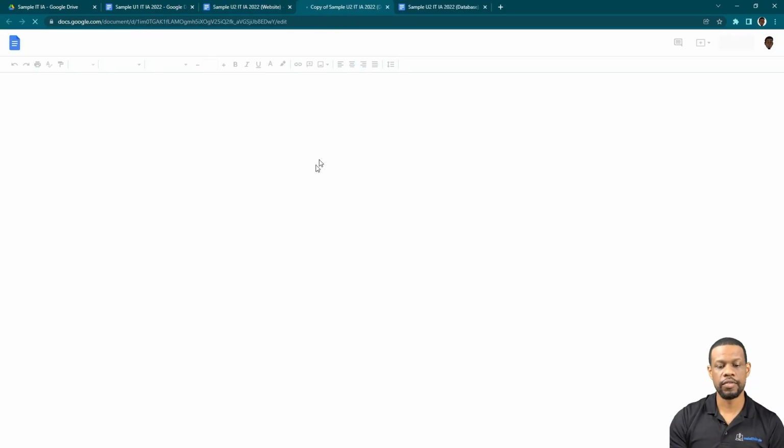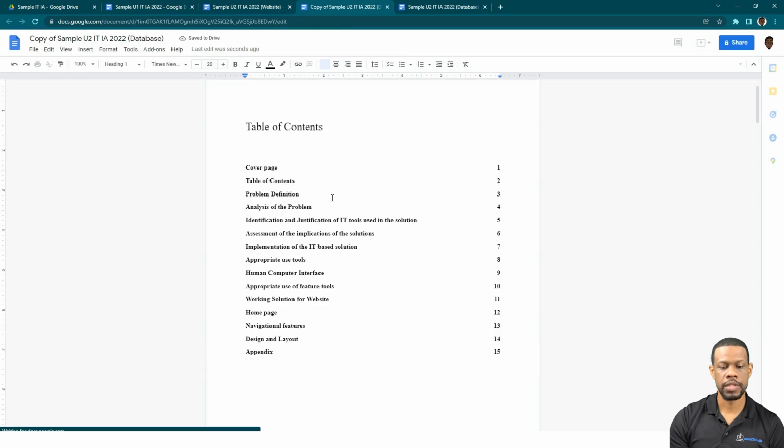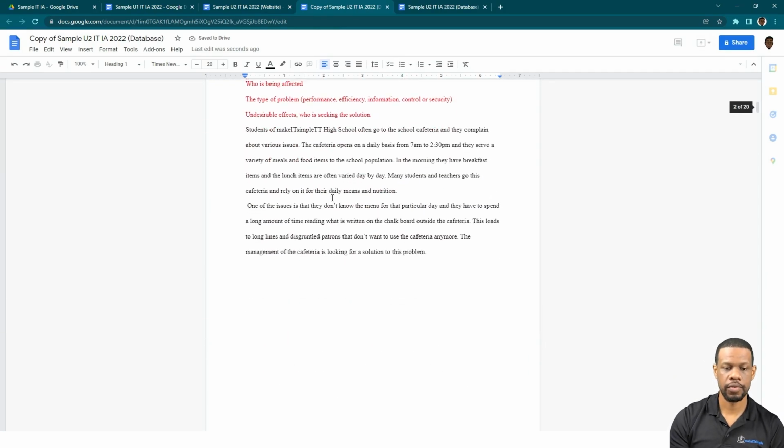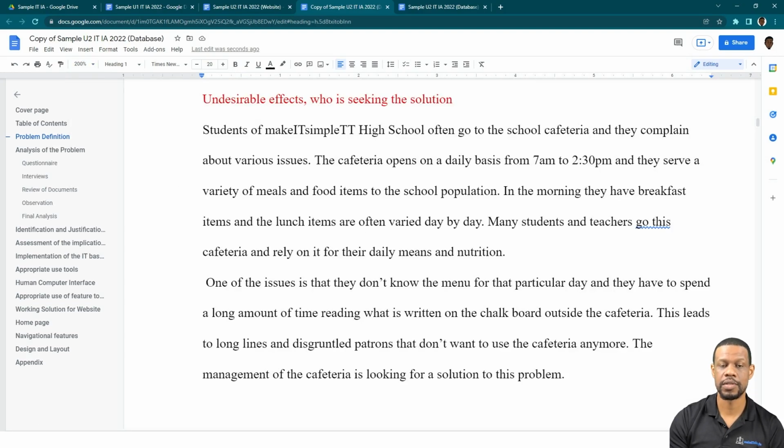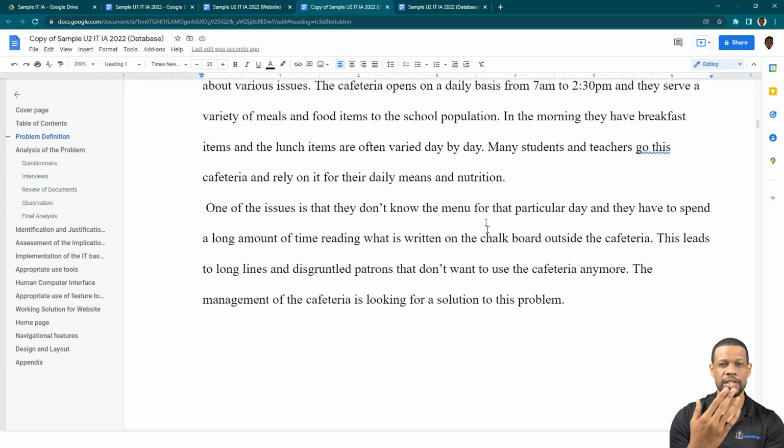So instead of using the problem definition here that's geared towards a website, I'm going to try to style it towards a database. Which, when you're dealing with a database, you're usually dealing with efficiency of storage of information or clarity of some kind of thing like that. So I'm going to change one of the issues.